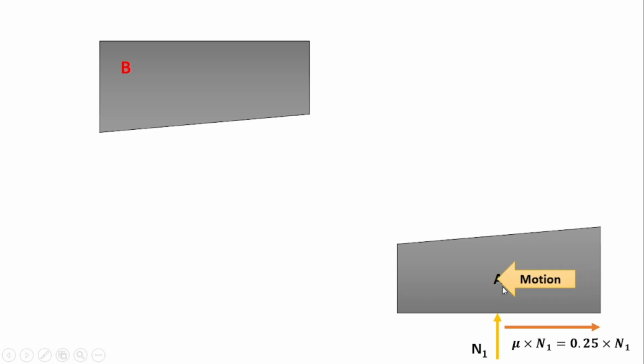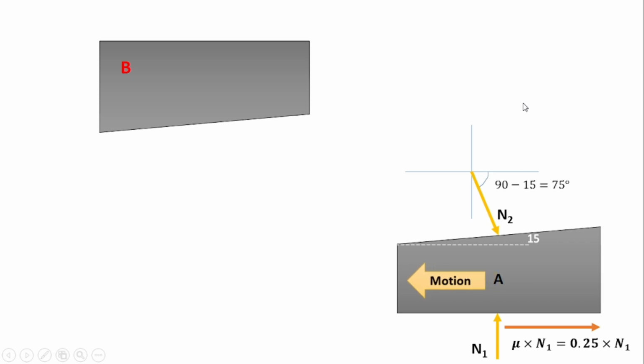After showing the friction force and the normal reaction, we can shift to this surface. Now for this surface, you should consider the x-axis and the y-axis. So show the normal passing through the origin and perpendicular to this surface. The value is N2. Now the angle of N2 will be 90 minus angle of this surface. The angle of this surface is given as 15 degrees, so this angle is equal to 90 minus 15 degrees, so it is equal to 75 degrees. So in this way we can draw the normal reaction.